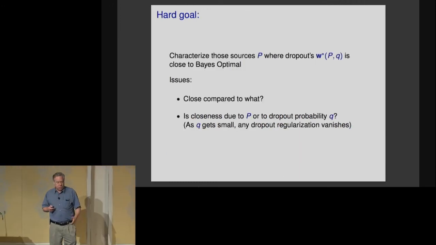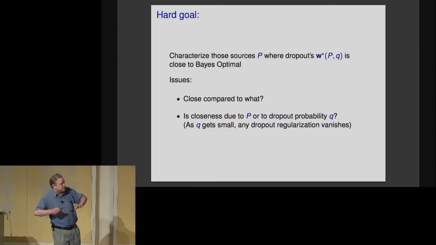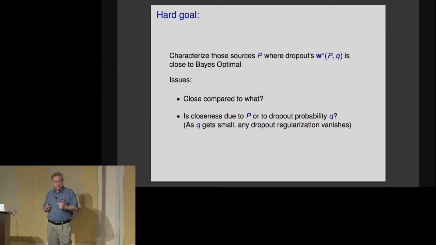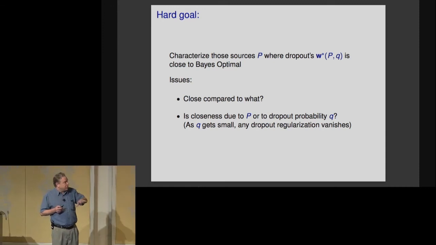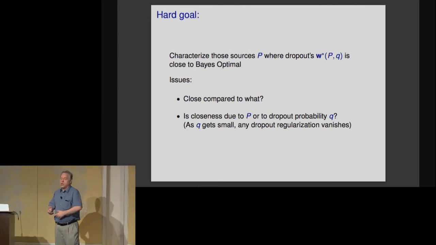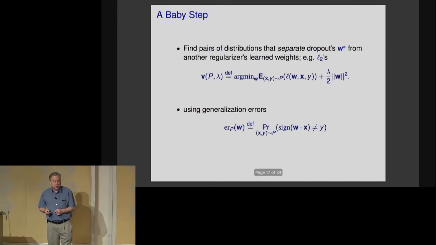So a hard goal is to characterize the sources where dropout's weight vector is close to Bayes optimal, but this is a very ambitious and difficult goal, and it involves the issues of close compared to what, and is the closeness due to the underlying source distribution P, or the fact that you're having a low Q, not dropping out much stuff, and not regularizing very strongly.